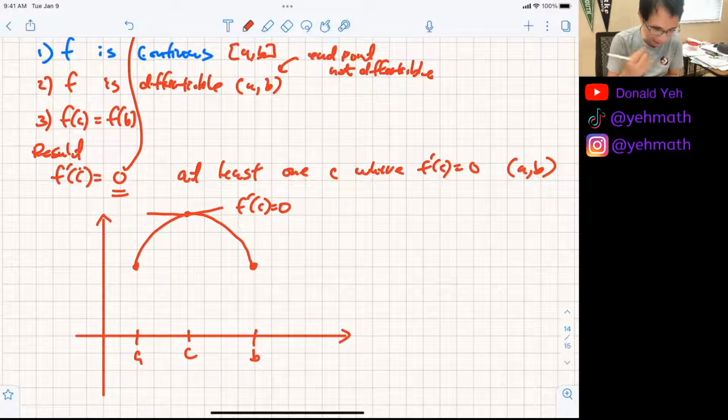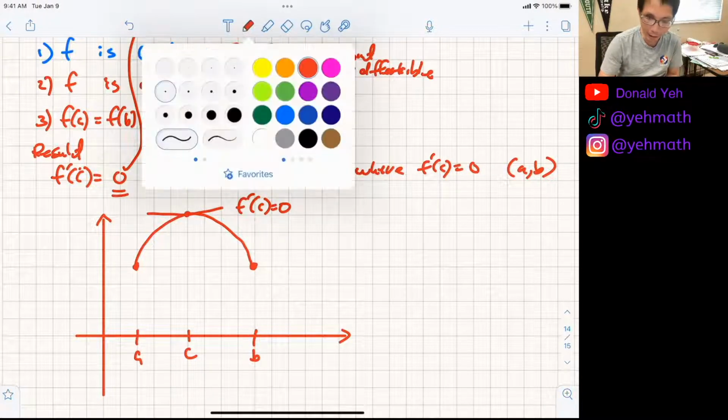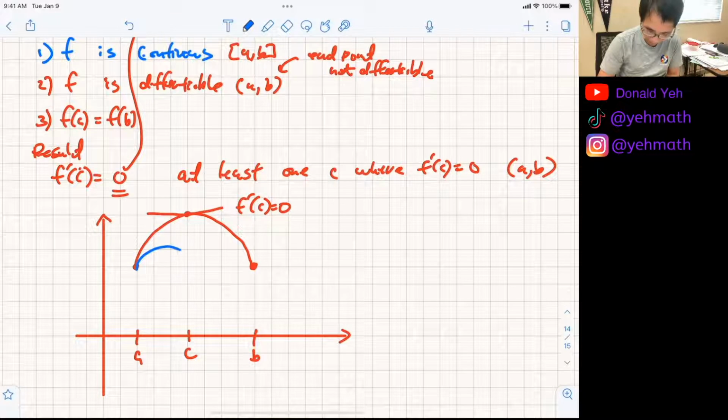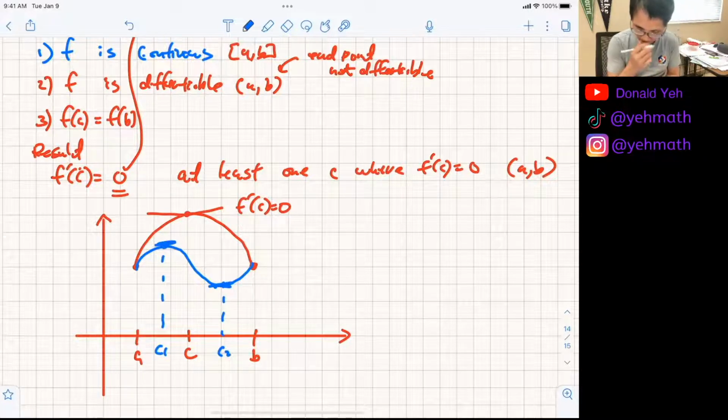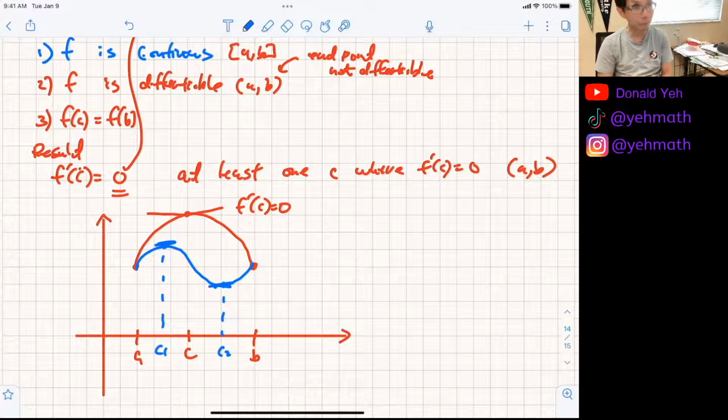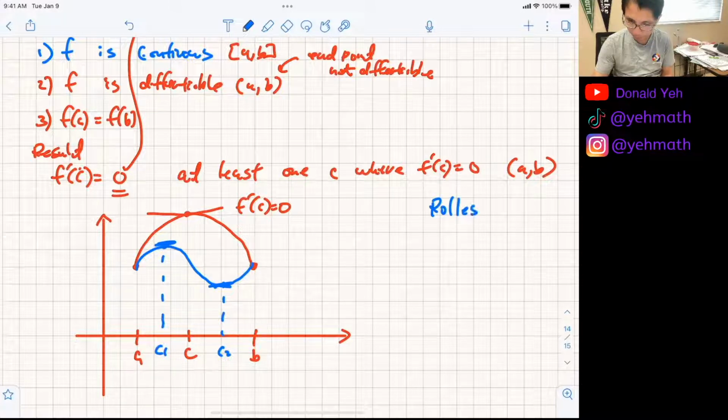Rolle's theorem basically says if it's continuous and differentiable, it has to have at least one C. Why at least one C? You could have two C's, three C's, four C's. Here there's C1 and C2, each a horizontal tangent where the slope is equal to 0. But there are times when it cannot work, so Rolle's theorem does not apply.